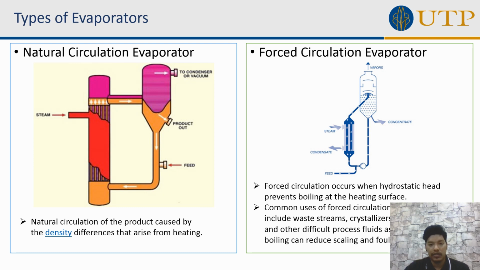In an evaporator using tubing, after the water begins to boil, bubbles will rise and cause circulation, facilitating the separation of the liquid and the vapor at the top of the heating tubes. The amount of evaporation that takes place depends on the temperature difference between the steam and the solution. So, as you can see, this is the natural circulation evaporator, and the natural circulation happens through the density differences that arise from the heating, whereas the forced circulation occurs when hydrostatic head prevents boiling at the heat surface. So you need a pump.